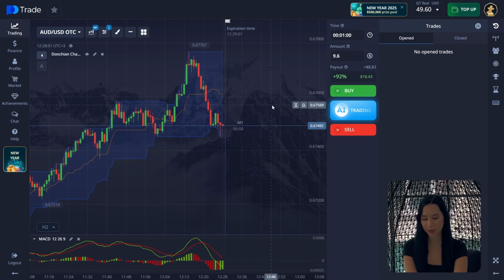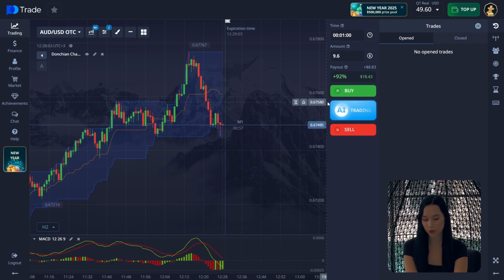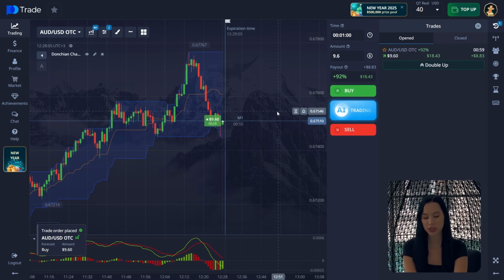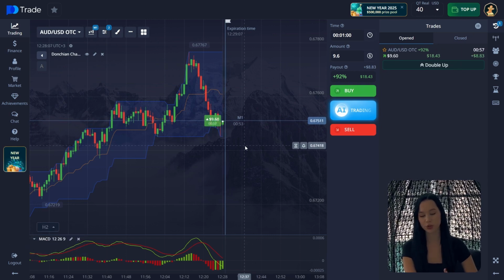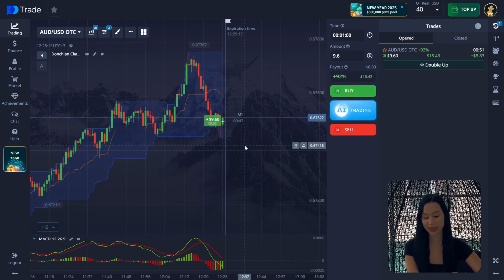And let's keep trading. So guys, here we open a buy trade for 1 minute for almost like $10. So what we can see here, it was the upward trend before, it achieved this resistance level and started reversing in a different direction, achieved the support level again, and now it's just the start of the upward trend.